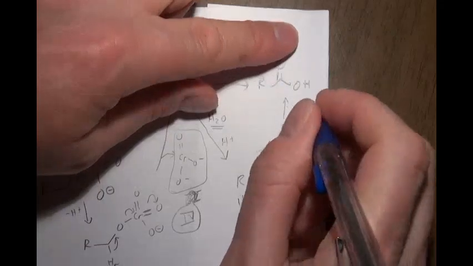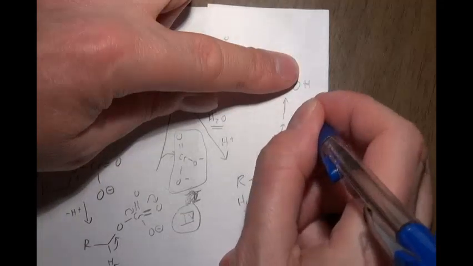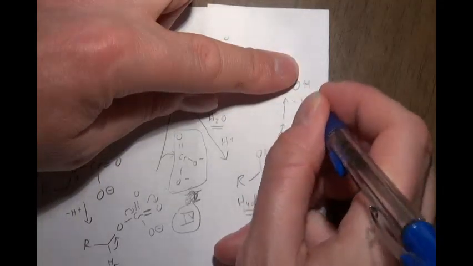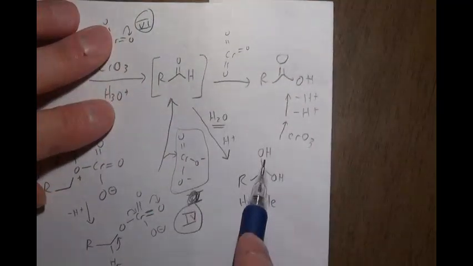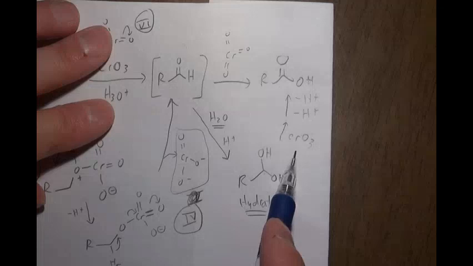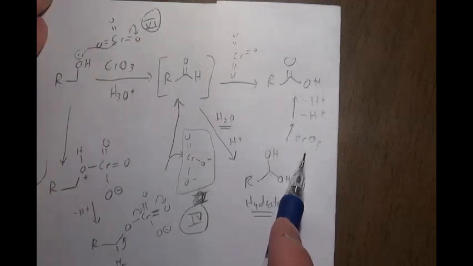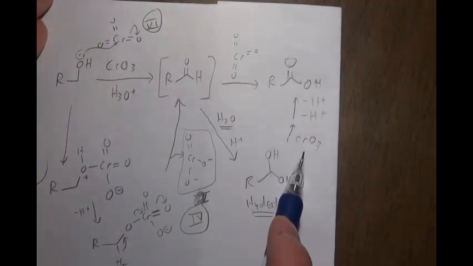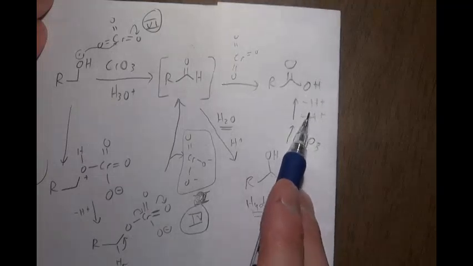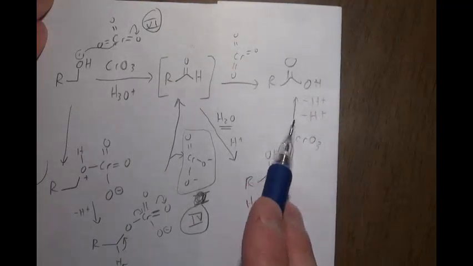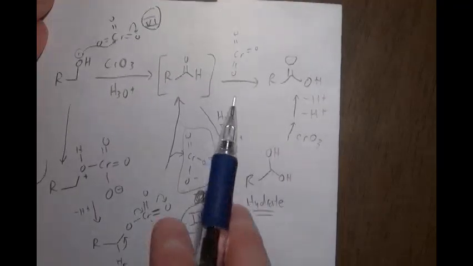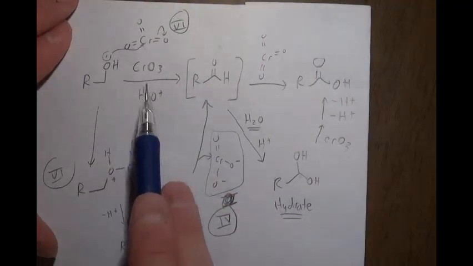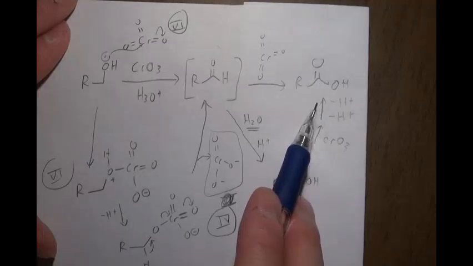Now you do the same exact thing again. CrO3 and lose 2 protons. Just like we just showed. Pick an oxygen, attack chromium, and then just like we did before, we lose proton off oxygen, lose proton on carbon, and we're done. And now we have done the full oxidation from a primary alcohol to an aldehyde to a carboxylic acid. Okay.